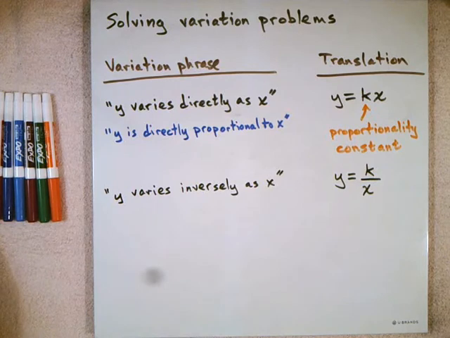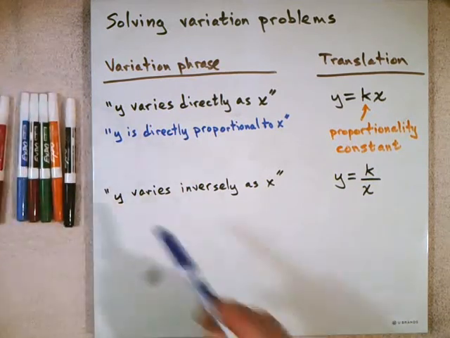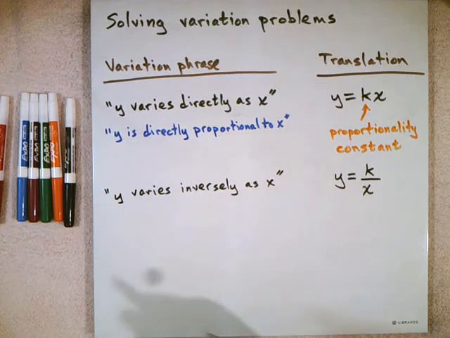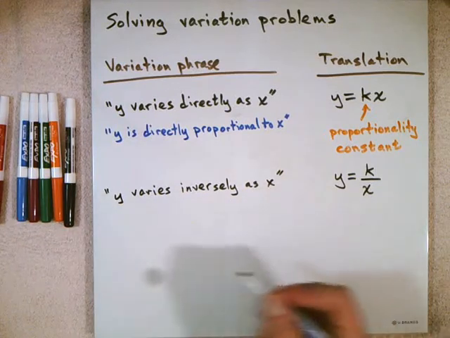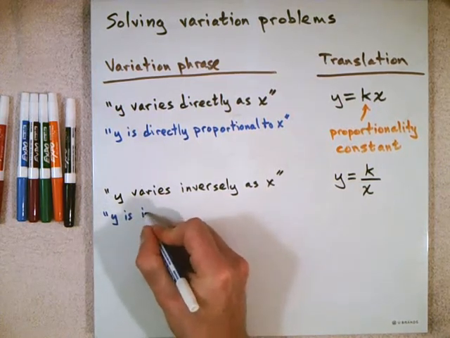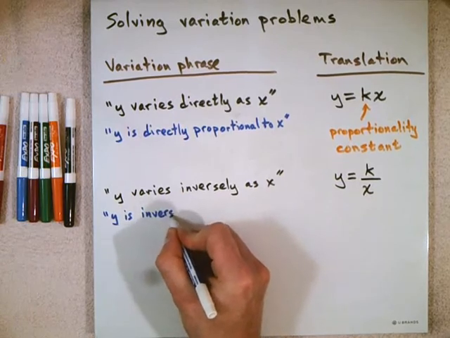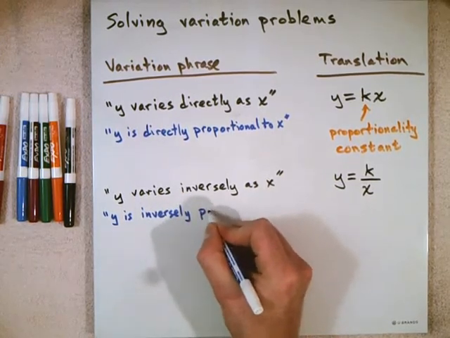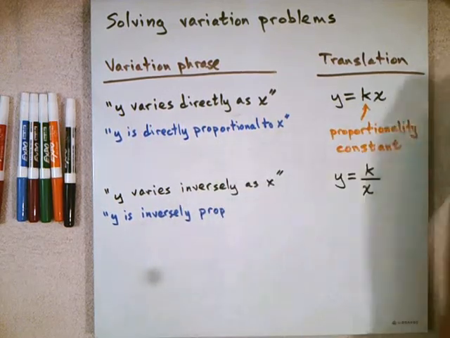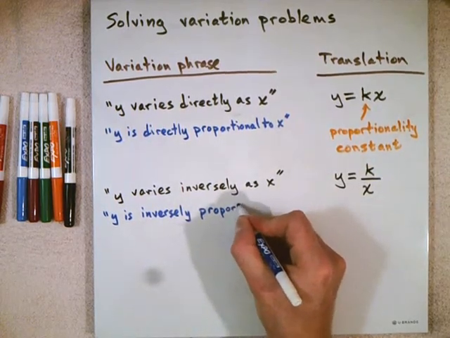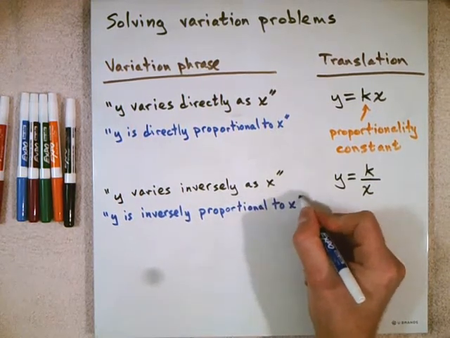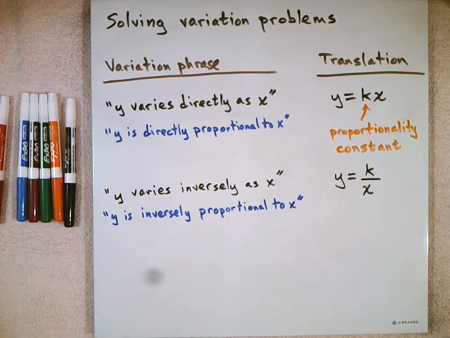Now, just like we had an alternative reading for the direct variation, we'll have an alternative reading here for the inverse relation, and that'll be y is inversely proportional to x. Just another way of saying the same thing. Proportional, too, if I can spell it right. There we go. All right. And this is the heart and soul of variation translation.